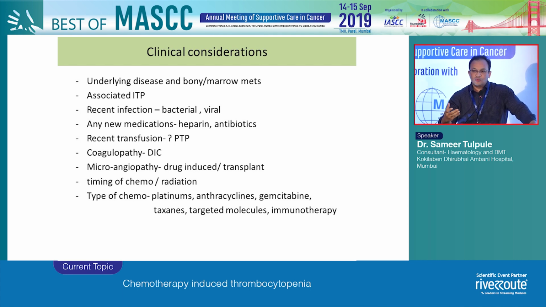So just timing, or wait and watch, or starting from a higher platelet count so that the platelet count doesn't drop too much, could be one of the strategies to be used. And as I talked about the type of the chemo, typically platinums, anthracyclines, gemcitabine, taxanes usually cause a lot of cytopenias and thrombocytopenias.